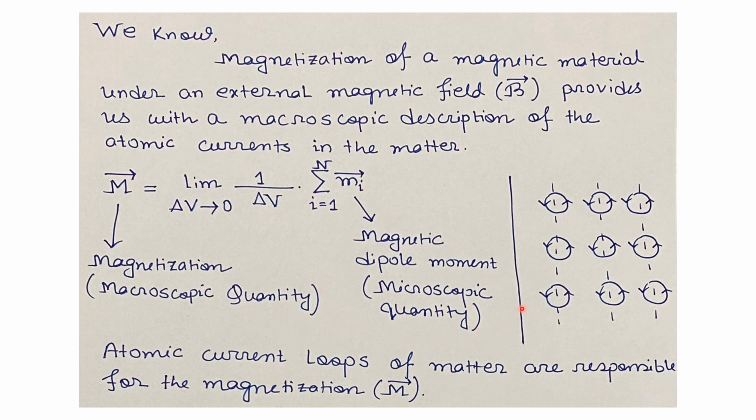If we want to visualize what the magnetization of a system is physically, we need to consider tiny current loops formed in the matter due to the cyclotron motion of the electrons when the material is kept under a magnetic field. Now, this tiny current loop will have some magnetic dipole moment. These magnetic dipole moments will basically contribute to the magnetization of the system.